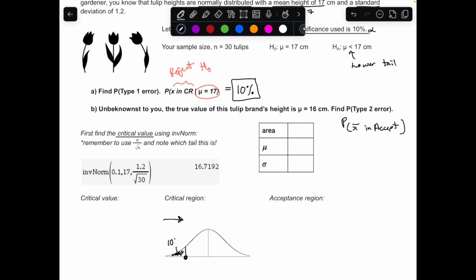This area is going to be 10%, and we want to know what this critical value is so we can get the critical region. So you're going to enter into the calculator the percentage, the area as a decimal, 0.10, mean will be 17, and the standard deviation will be the sampling standard deviation, 1.2 over square root of n. So that's 1.2 over root 30.